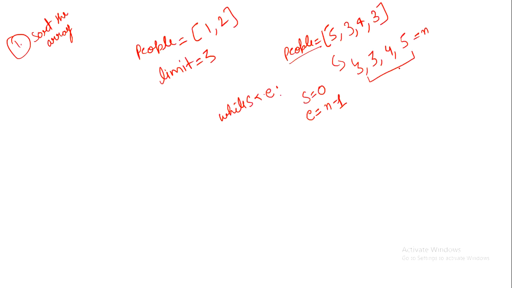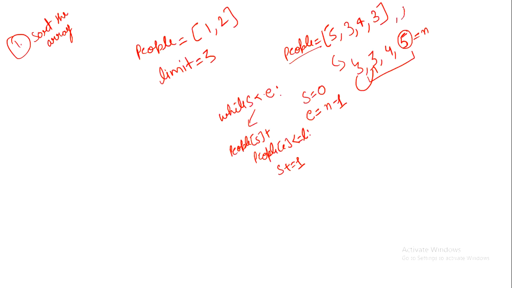So the summation of these two, if it is less than the limit, what we will do is increment the value of s by 1, or we will move further. So what I am trying to say is that here we will write: if people[s] plus people[e] is less than or equal to limit, whatever our limit is, we will just increment the value of s by 1. Otherwise, if this is not the case, we always have to consider the bigger element. The bigger element we have to always consider, that is 5.